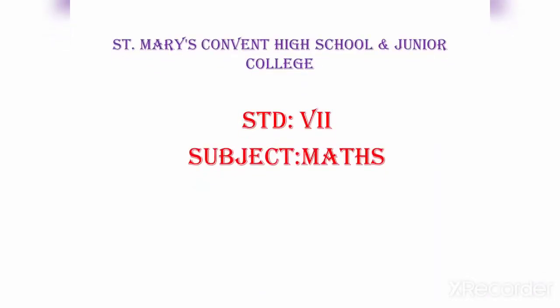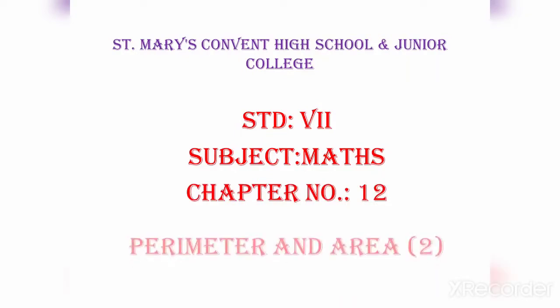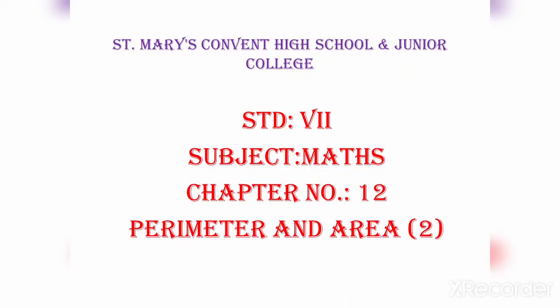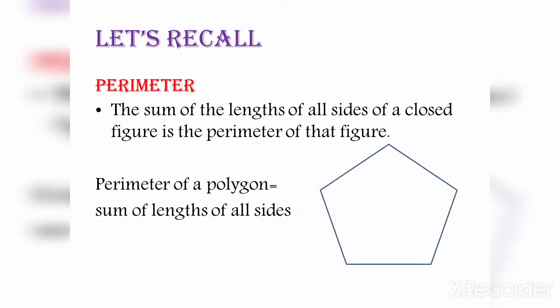Standard 7, Subject Maths, Chapter number 12, Perimeter and Area. Children, in the last video you have seen what is perimeter. Definition for perimeter: the sum of the length of all the sides of a closed figure is the perimeter of that figure. In the last video I gave you the example of the pentagon. The perimeter of this polygon is the sum of the length of all the sides.